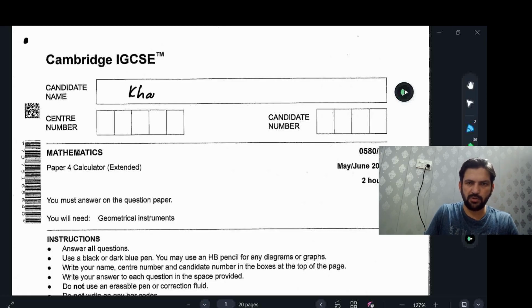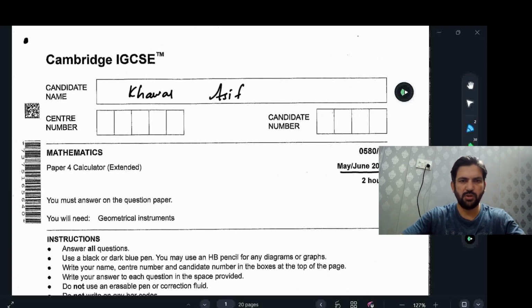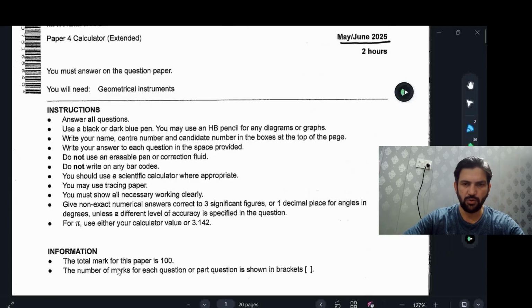Today we are going to discuss the May-June 2025 Paper 4-2, and this one is the calculator paper for the extended one. Now these are the instructions we have to follow. The total marks for the paper is 100 marks. Let's move to question number 1.